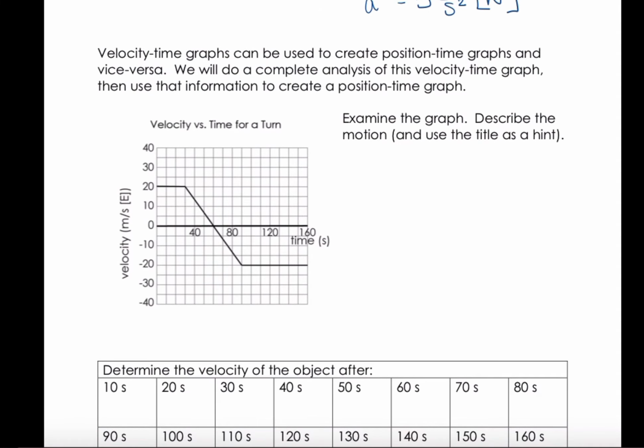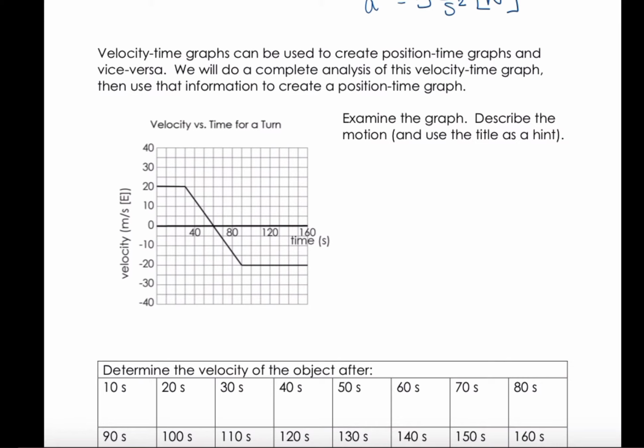So velocity versus time graphs can be used to create position time graphs and vice versa. We will do a complete analysis of the velocity versus time graph, then use the information to create a position time graph. Okay, so here we have a velocity versus time graph. So we're going to examine this and describe the motion.